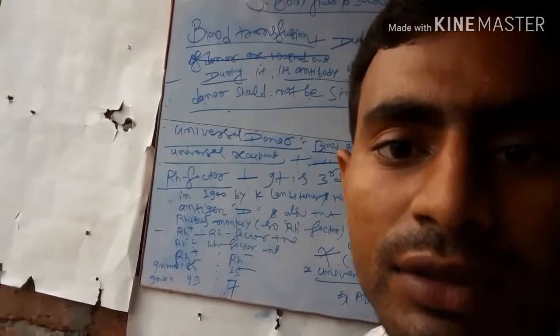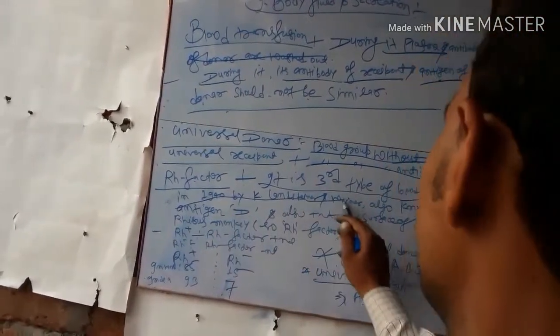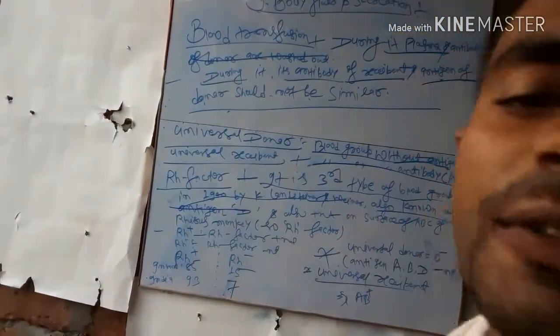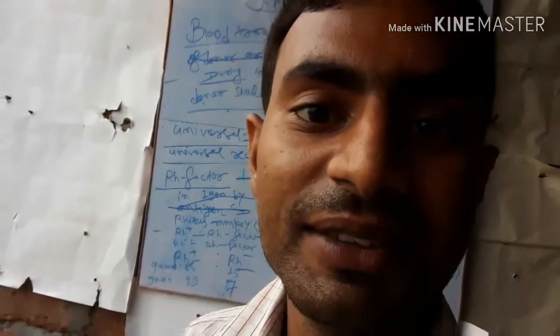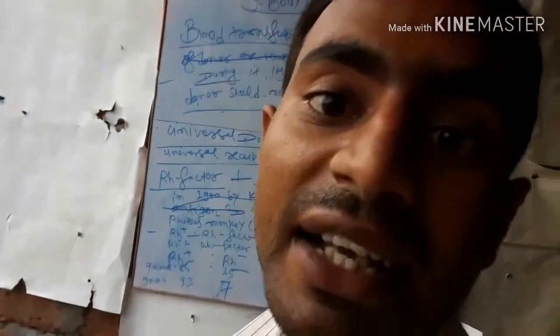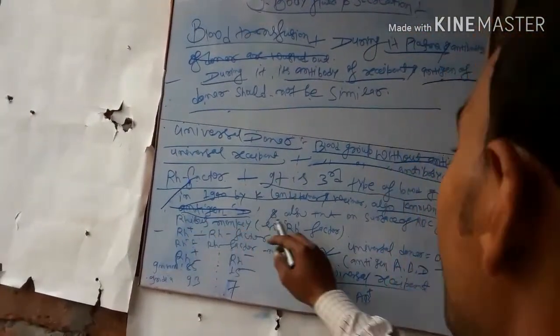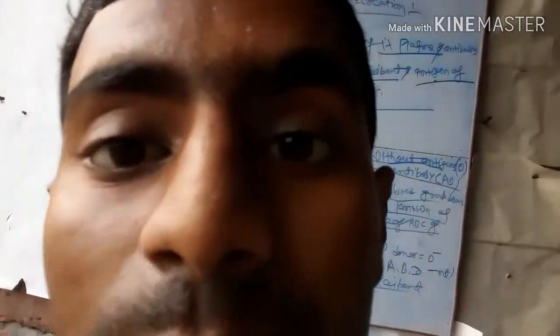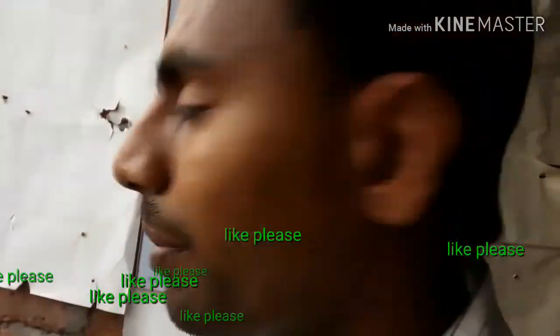What is the RH factor? The RH factor is the third type of blood group, discovered in 1940 by K. Landsteiner and Wiener, and is also known as antigen D. Earlier I said that antigens A, B and D are absent in blood group O, the universal donor. That D is the RH factor. It is also present on the surface of RBC of the rhesus monkey.